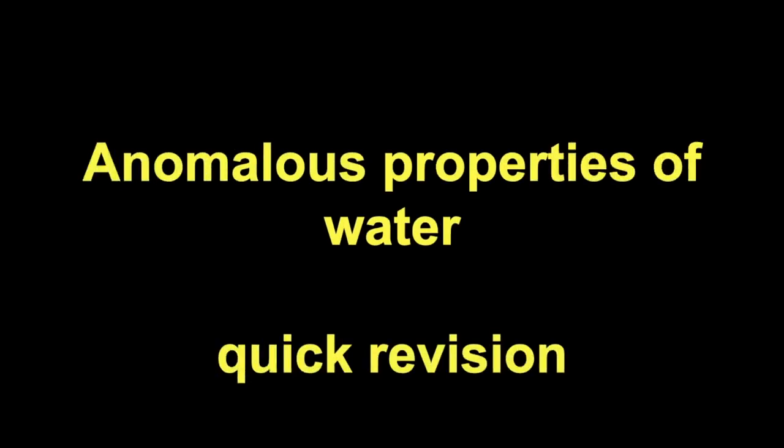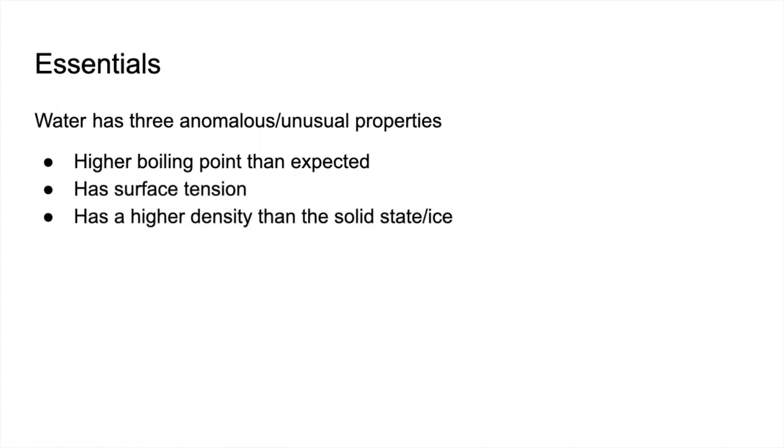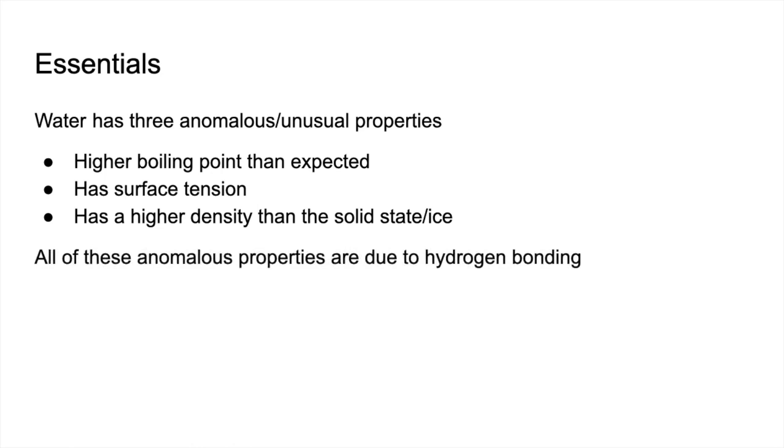Quick revision video on the anomalous properties of water. So we'll start with the essentials. Water has three anomalous or unusual properties. So the first one is it has a higher boiling point than expected. It has surface tension and it has a higher density than the solid state. So water has a higher density than ice. And all of these anomalous properties are due to hydrogen bonding.